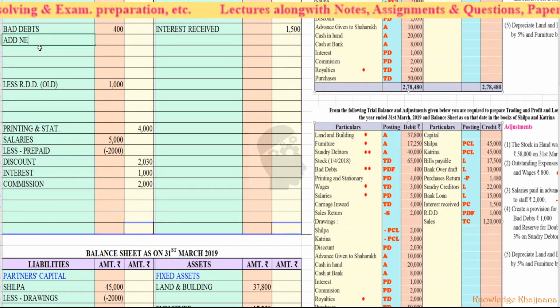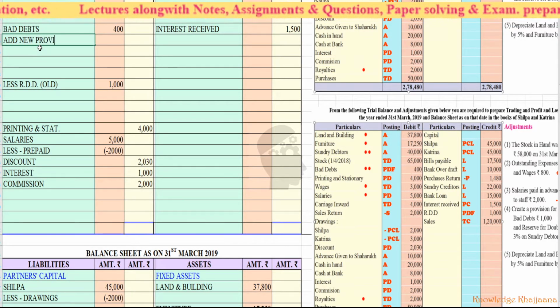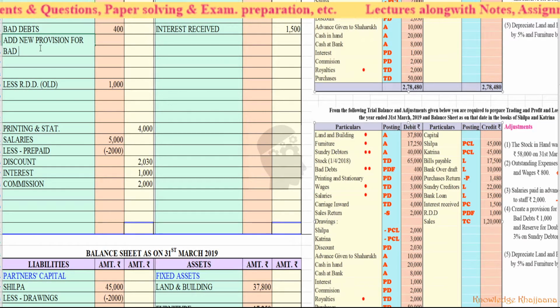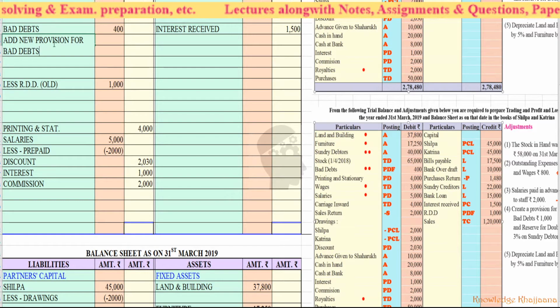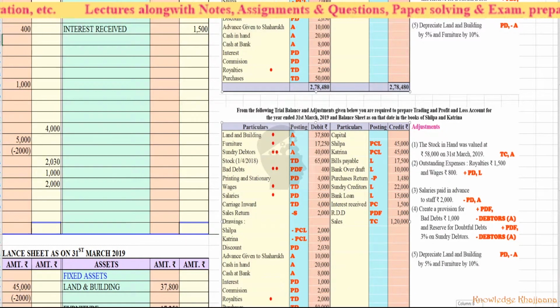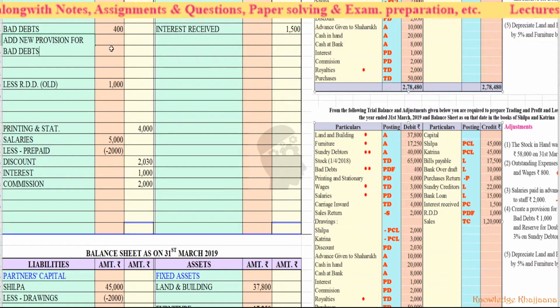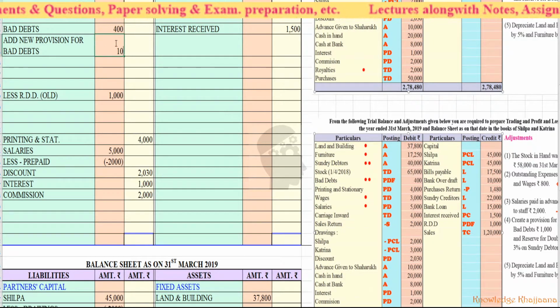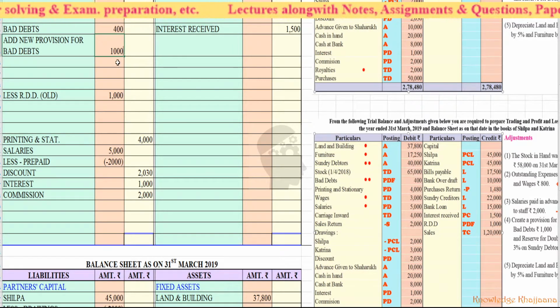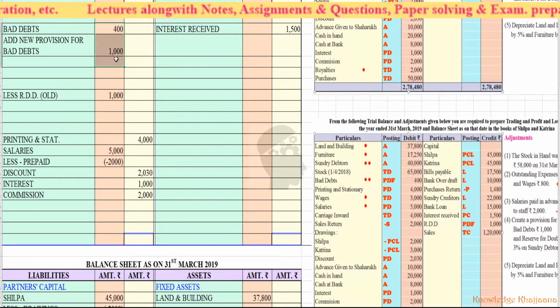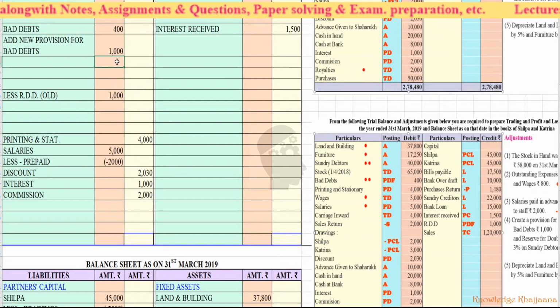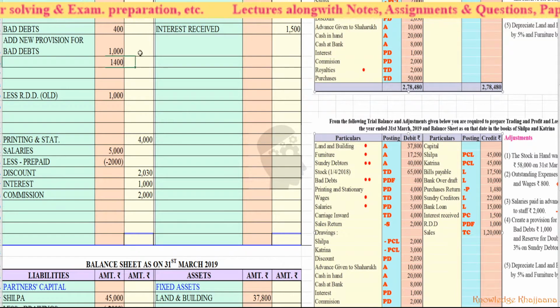Okay, so we'll go to the bad debts and add new provision, right, for bad debts. Okay, how much is the new provision for bad debts? It is rupees 1000. So we will do the total of this first. 1000 plus 400 is equal to 1400, right?